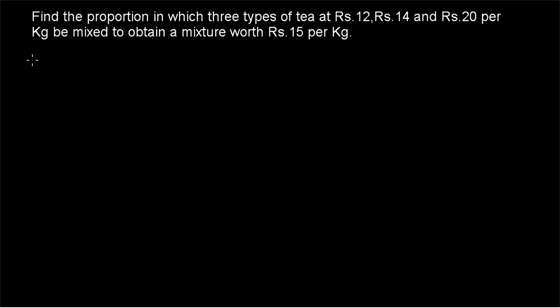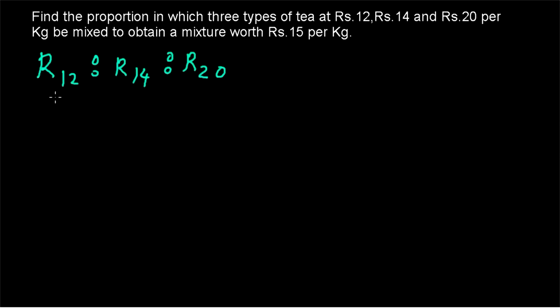Okay, let's see one more example. Find the proportion in which three types of tea at rupees 12, rupees 14 and rupees 20 per kilogram be mixed to obtain a mixture worth rupees 15 per kilogram. So here we are required to find out R12 is to R14 is to R20. In what proportions must these three be mixed together?